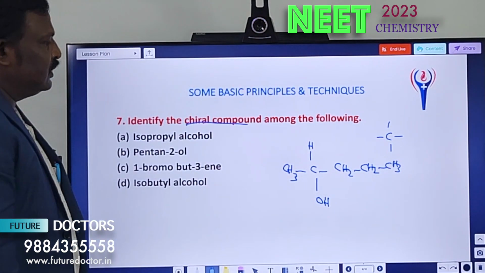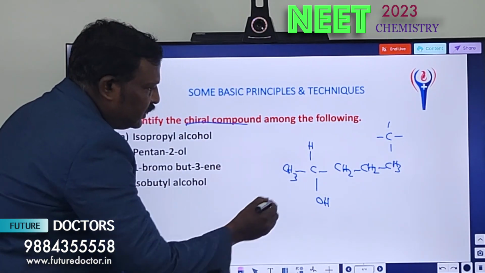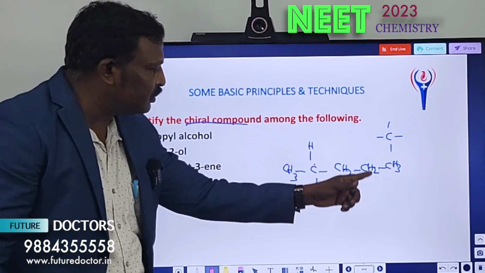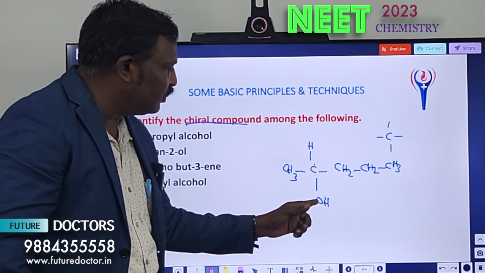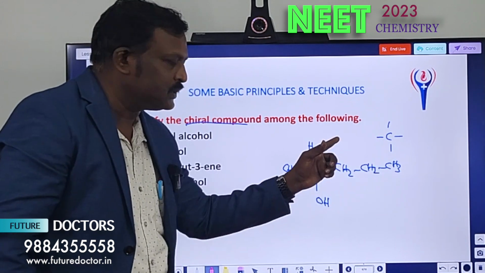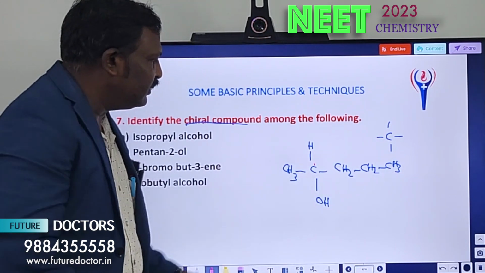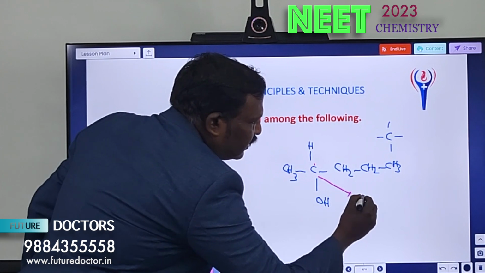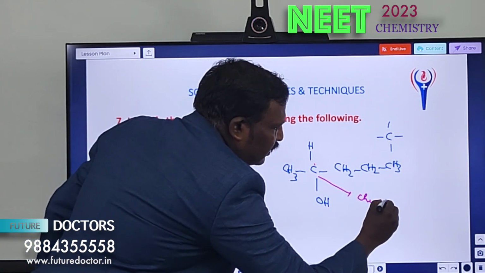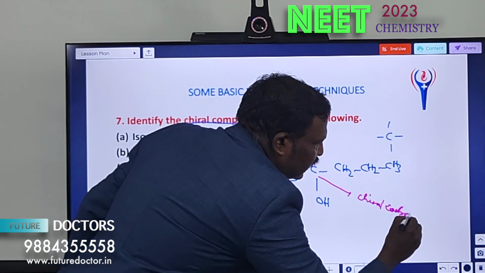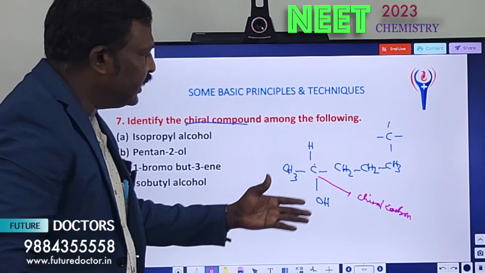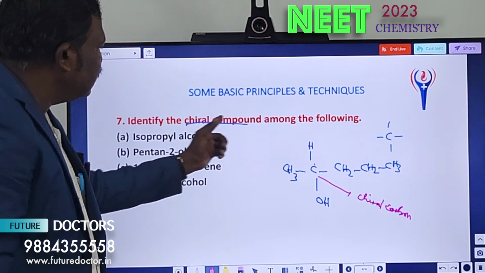Understood? So now you take this carbon. Around the carbon atom, are all the groups different? Left hand side, methyl. Here hydrogen. Here OH. Here propyl group is present. So this carbon is called a chiral carbon. Understood? This carbon is called chiral carbon. So a compound having a chiral carbon is called a chiral compound.